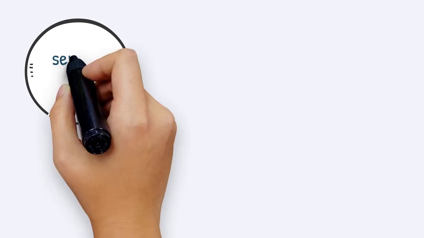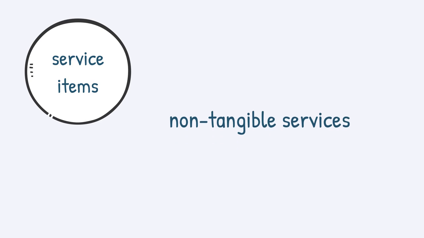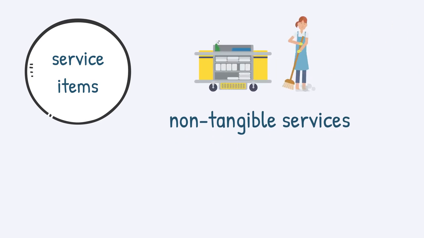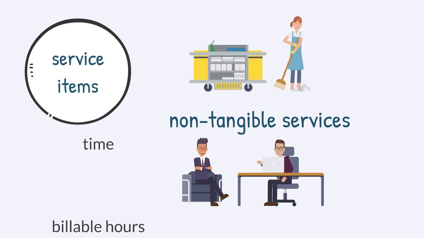Next, let's look at service items. Though they are a specific item type, service items belong in their own category. A service item describes non-tangible services that your company buys or sells, like cleaning or software consulting. Service item records in NetSuite are necessary in order to track things like time and billable hours.